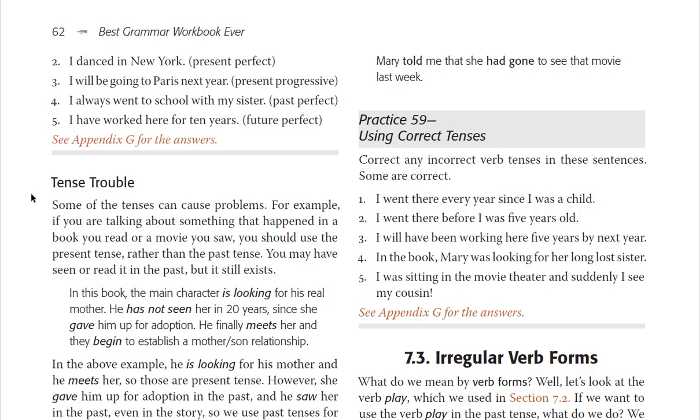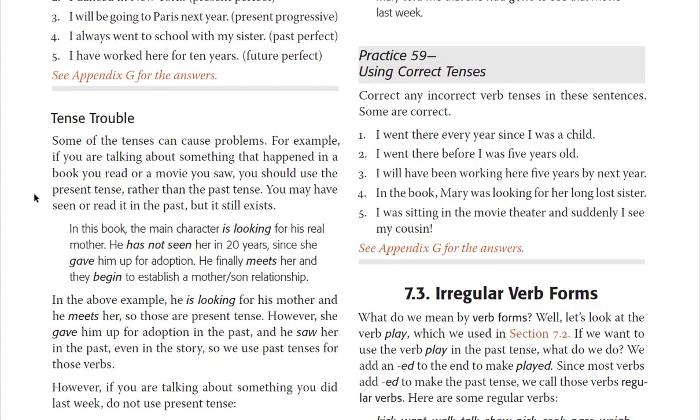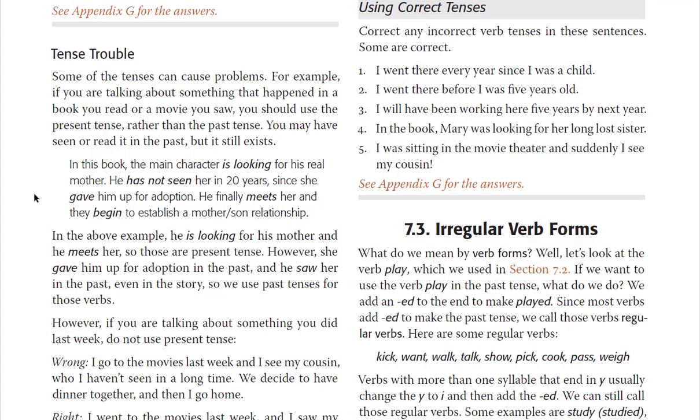In this book, the main character is looking for his real mother. He has not seen her in 20 years. Since she gave him up for adoption, he finally meets her and they begin to establish a mother-son relationship. In the above example, he is looking for his mother and he meets her, so those are present tense. However, in the past, she gave him up for adoption and he saw her in the past, even in the story. So we use past tenses for past actions for those verbs.